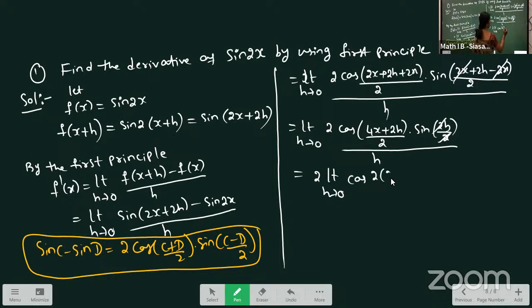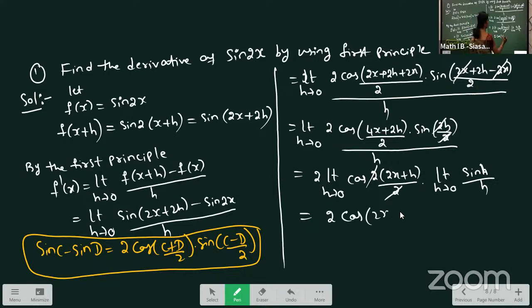Limit h tends to 0, cos, take 2 common in the numerator, 2x plus h, and write the limit separately because there are two trigonometric terms. Limit h tends to 0, sine h is there, write this denominator h, because it is the fundamental formula: limit x tends to 0, sine x by x is 1. In the same way, limit h tends to 0, sine h by h is 1. Here again 2 and 2 get cancelled. Substitute the limit, wherever h is there, put 0. 2 cos 2x plus 0, and limit h tends to 0, sine h by h is 1.